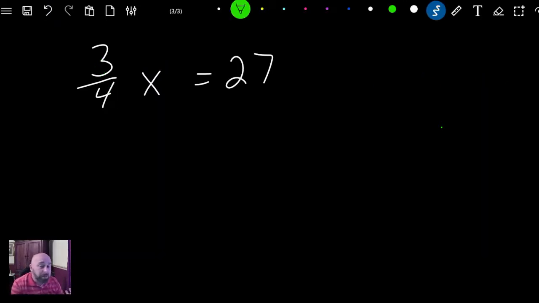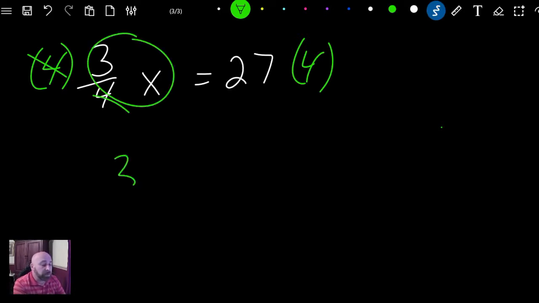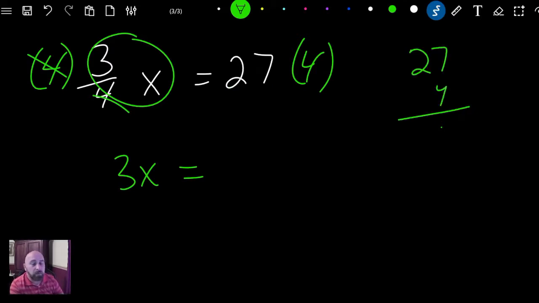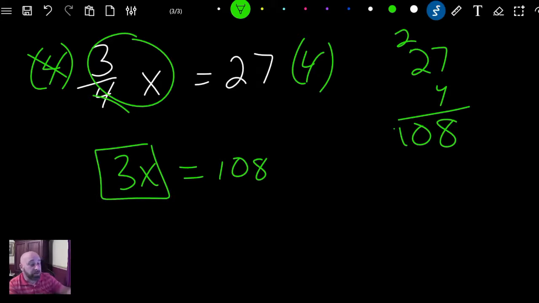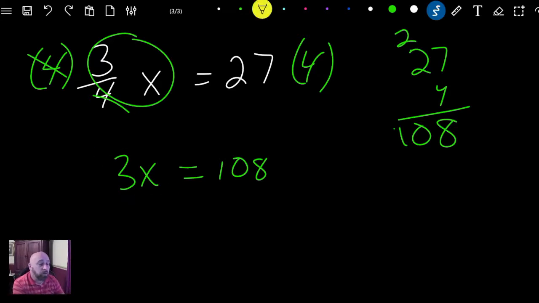All right, so back here to the beginning of this problem, and let me show you a different way. You could say, look, this is divided by 4, right? Because that's what's happening right there, it is being divided by 4, all right? So you could actually say, I'm going to multiply this by 4 to get rid of it. Cancel, cancel. Now look what I have, 3x equals, multiply that out. 27 times 4, 7 times 4 is 28, and 4 times 2 is 8. That gives you 108.